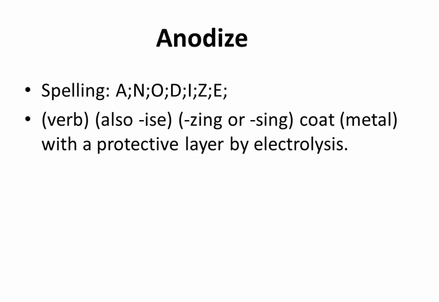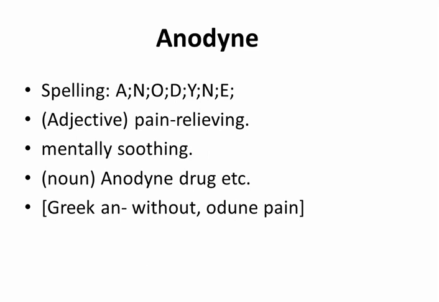Anodize. Spelling, A, N, O, D, I, Z, E. Verb, also ise, zing or sing, coat metal with a protective layer by electrolysis. Anodyne. Spelling, A, N, O, D, Y, N, E. Adjective, pain relieving, mentally soothing. Noun, anodyne drug, etc. Greek an- without, odune pain.